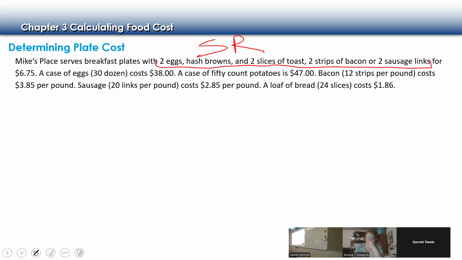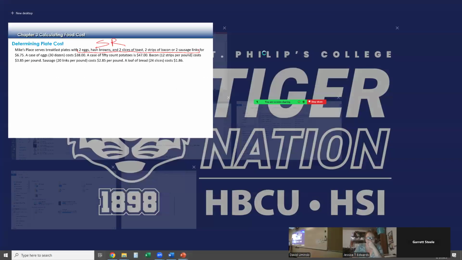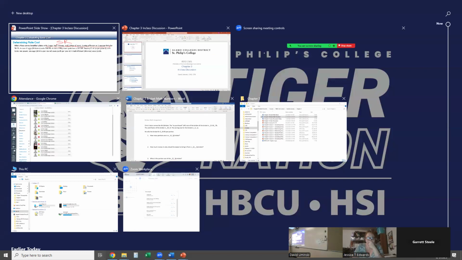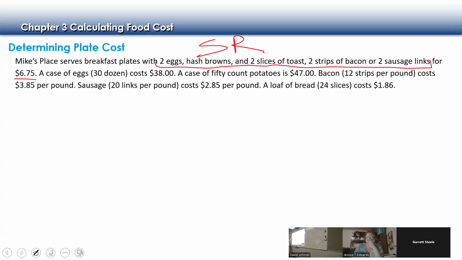And we sell it for $6.75. That's my selling price. So a case of eggs, 30 dozen, costs $38. A case of 50-count potatoes is $47. Bacon, 12 strips, costs $3.85. And sausage, 20 links per pound is $2.85 per pound. Loaf of bread is 24 slices. It costs $1.86. So let's figure out how much it costs us to make these breakfast plates.